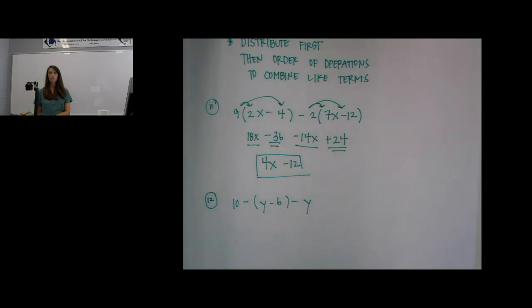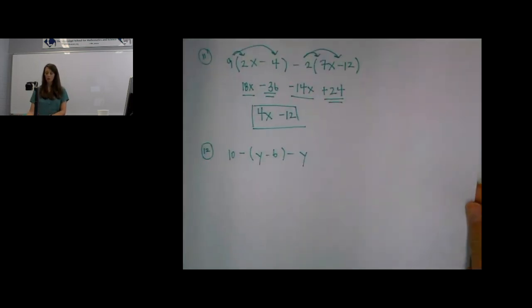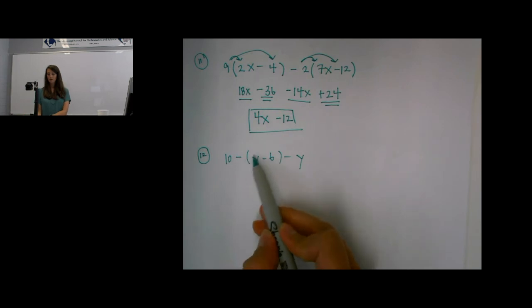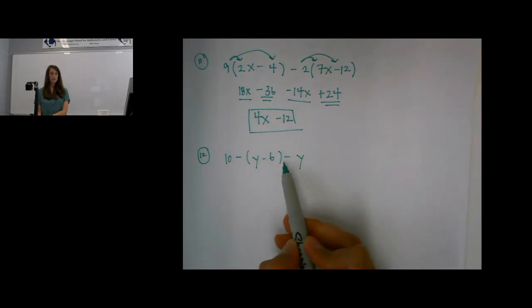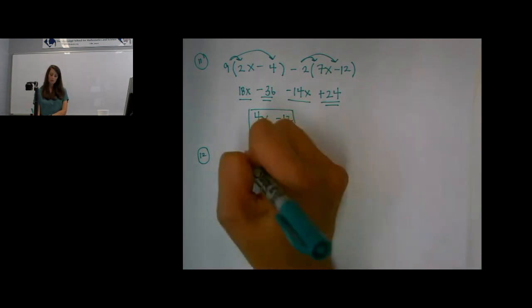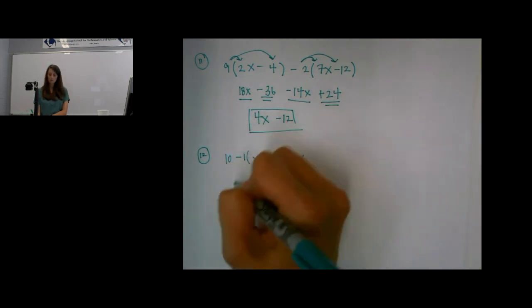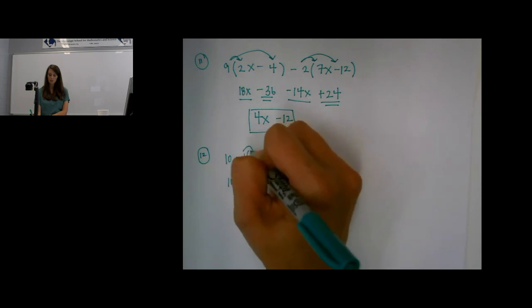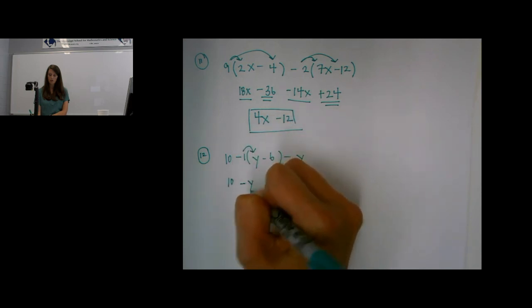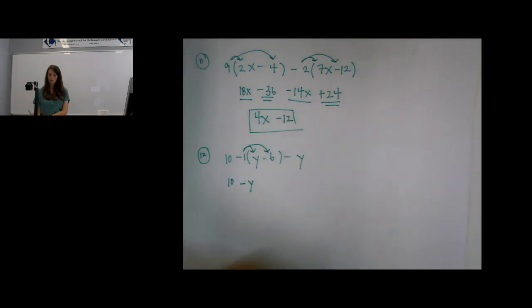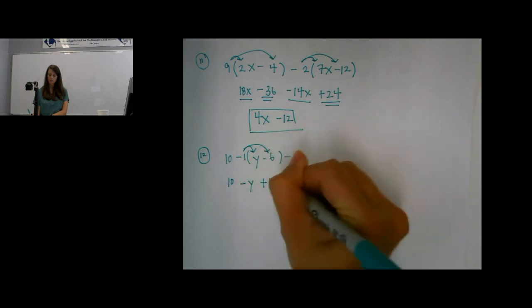Okay, let's do this one together. 10 minus, parentheses, y minus 6, minus a y. So this is a negative 1 in front right here. The first thing I need to do is say negative times y is a negative y. Negative times a negative 6 is a positive 6.